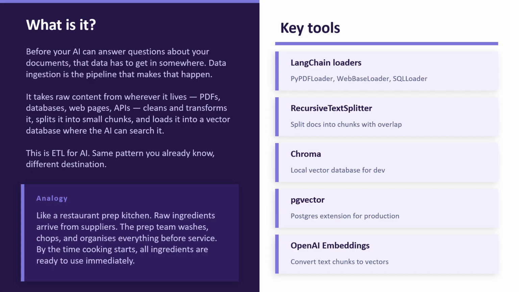The tools you will use are LangChain, which is a Python framework for building AI applications. It provides document loaders, which are ready-made connectors for reading different file types. You will also use Chroma, which is a vector database that stores your document chunks locally on your machine.